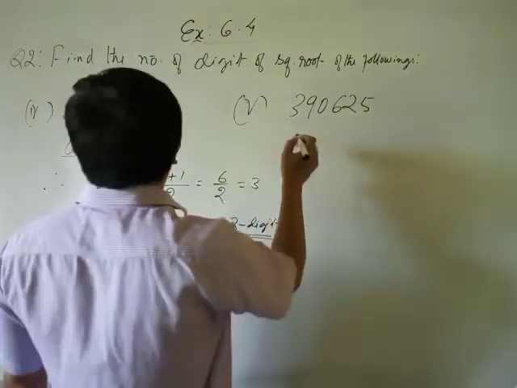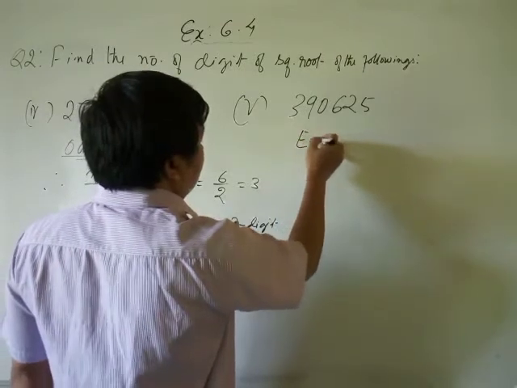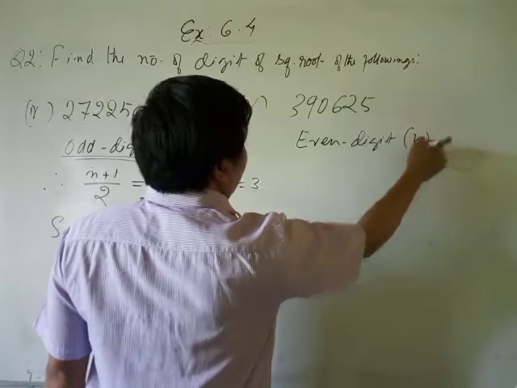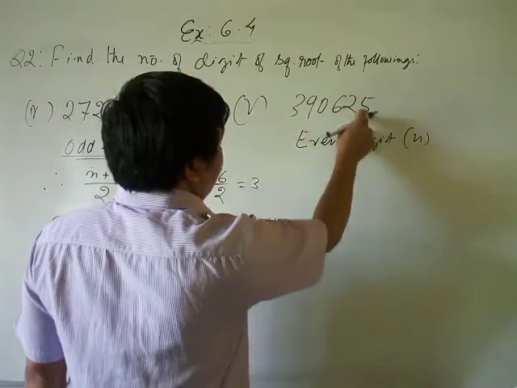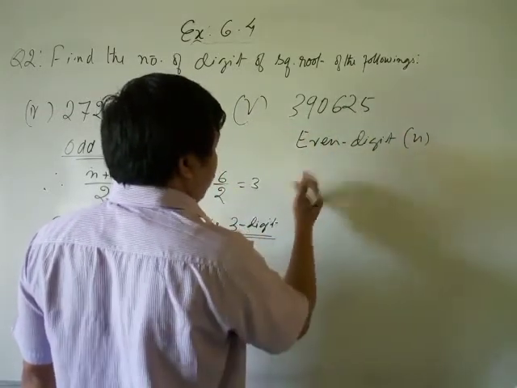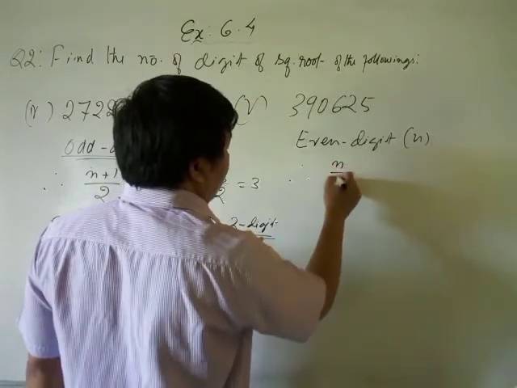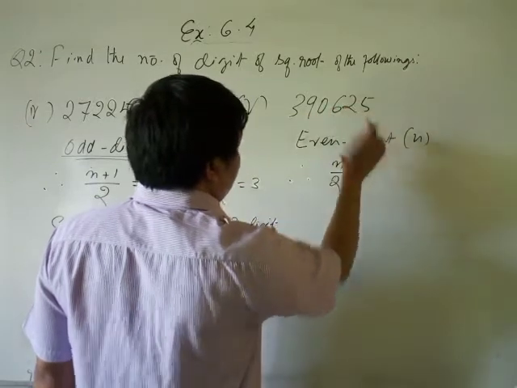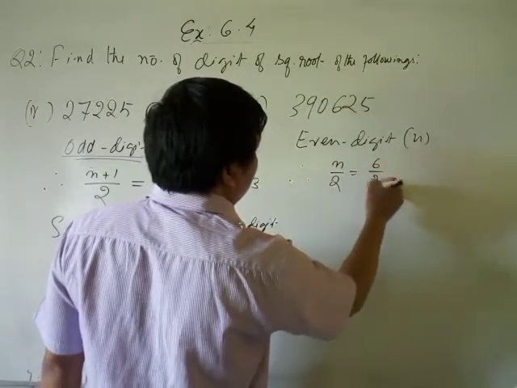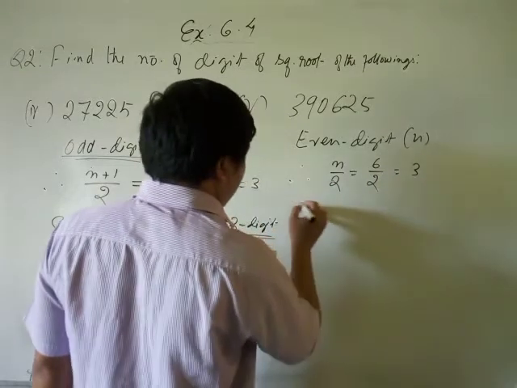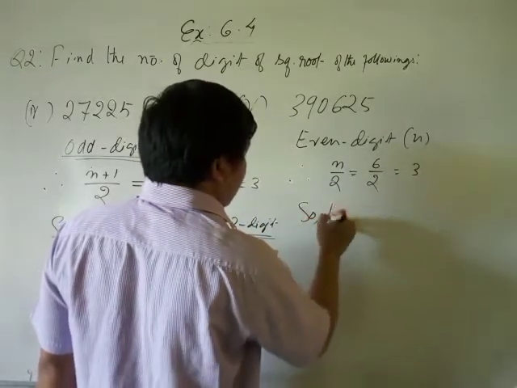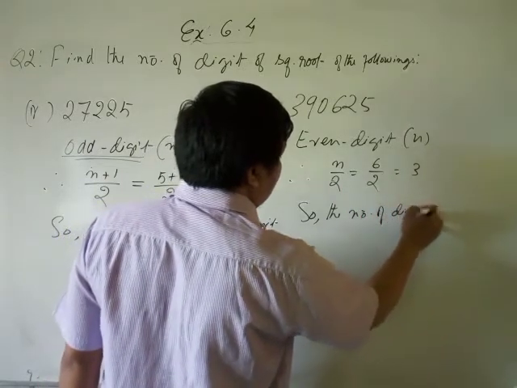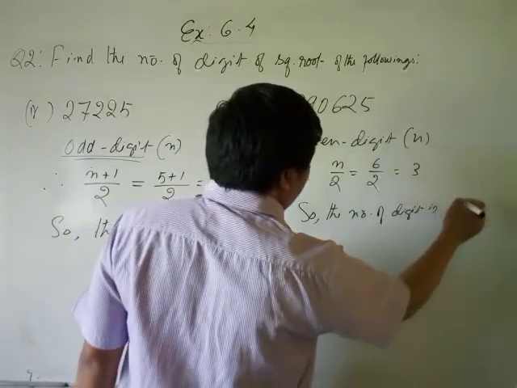You see here, how many digits? It is an even number of digits, isn't it? n is even, 1, 2, 3, 4, 5, 6, and the number of digits is even. So what happens here? n by 2 is equal to, the number of digits is 6. 6 by 2, that is 3. So this also is the same. The number of digits will be 3.